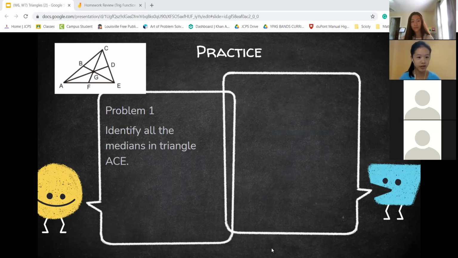Okay, we're going to do a little bit more practice now. So for the first problem, identify all of the medians in triangle ACE. You can just write the name of the line segment for these, and there should be 3 medians.